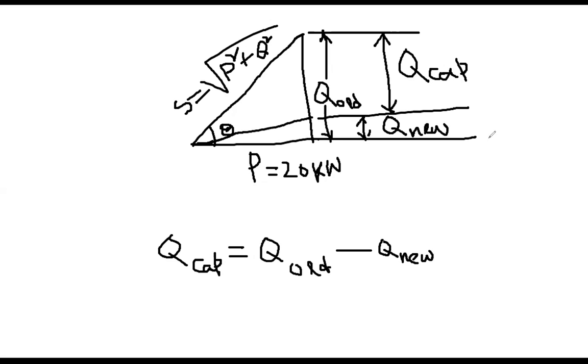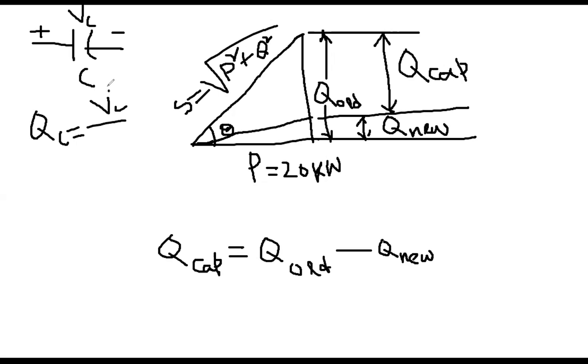Now, I'm just telling you the theory. If you have a capacitor and it has a voltage VC across it, then what is the QC, the reactive power value? QC is VC squared over XC. That is the reactive power across a capacitor. And what is that XC? You all know that XC is 1 over 2 pi FC. That is the definition of XC.